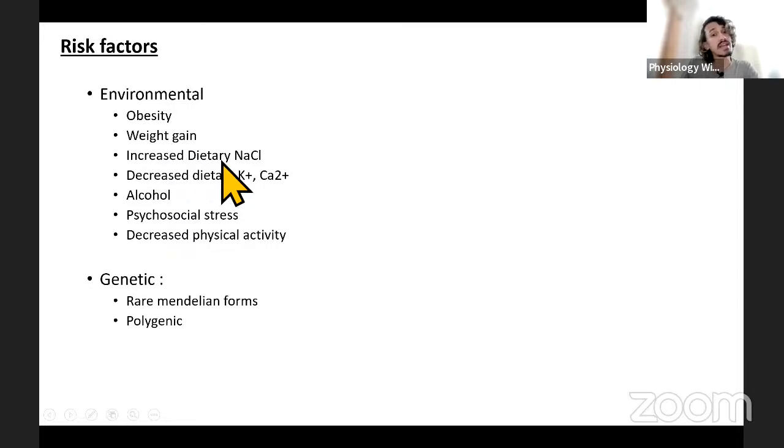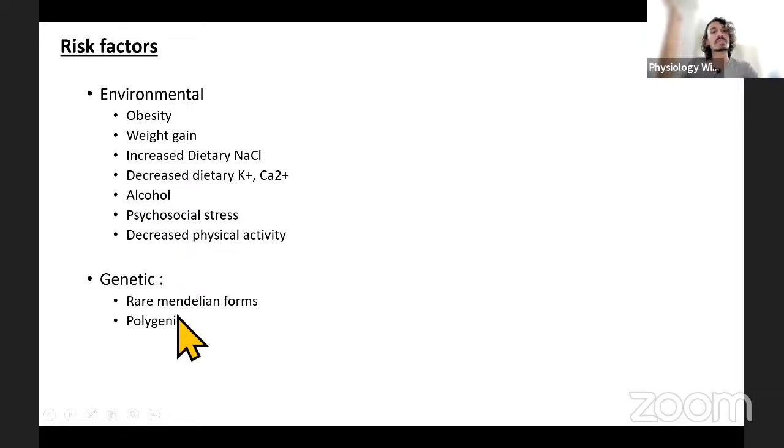It's seen that increased dietary sodium chloride by itself can result in hypertension, and along with that, decreased dietary potassium and calcium. Then alcohol intake, psychosocial stress, decrease in physical activity. These are all environmental factors that can eventually result in hypertension.